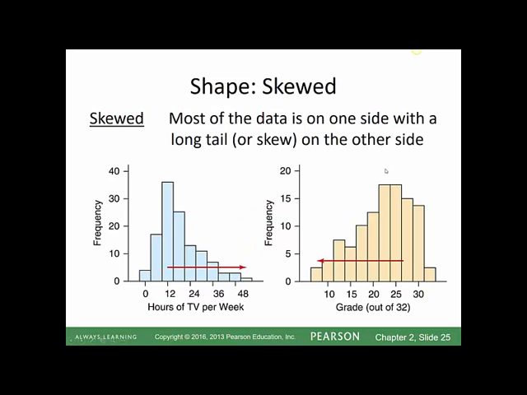And here is an example of skewed. Skewed happens when most of the data is on one side or on the other side, right? And we also have this long tail, which would be like the smaller values, where it's shifted away from.